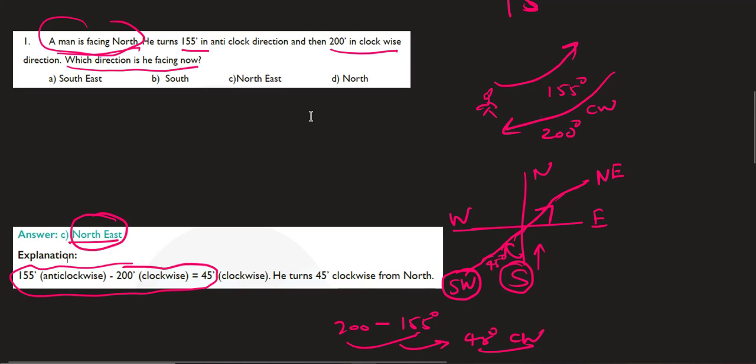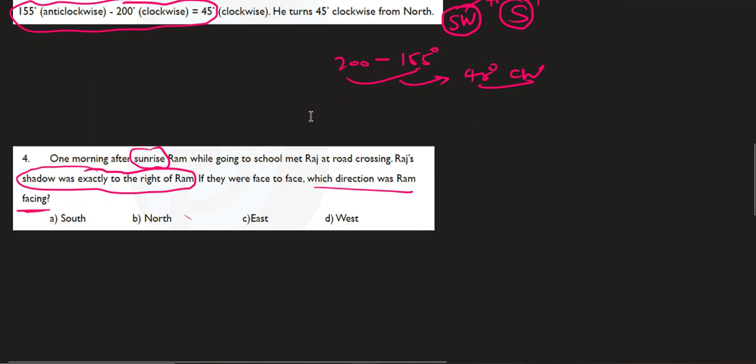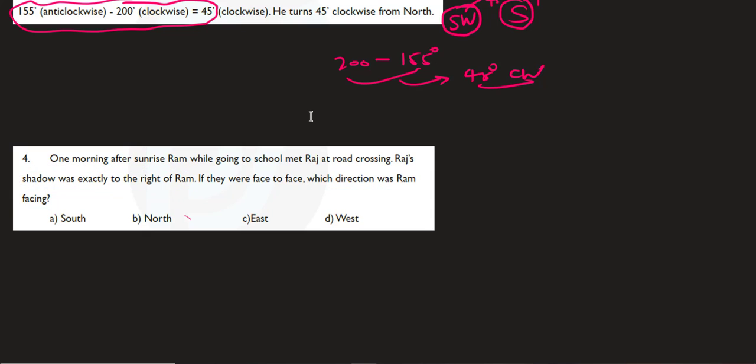Fine, let's do another example. The question is that in the morning, at sunrise time, Ram is going to school and meets his friend Raj at a road crossing. He noticed that Raj's shadow was exactly to the right of Ram, and they were face to face. Which direction was Ram facing? Again, you can pause the video and think about the answer. Let me give you the answer now.